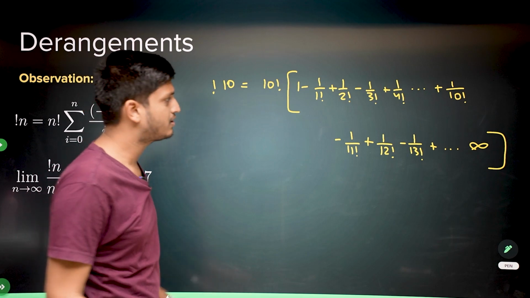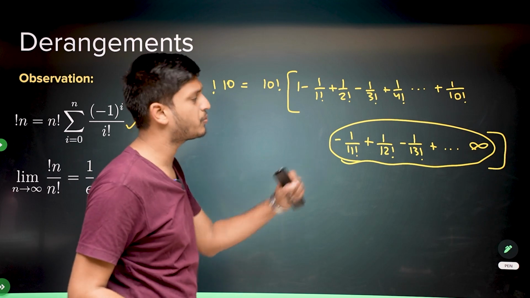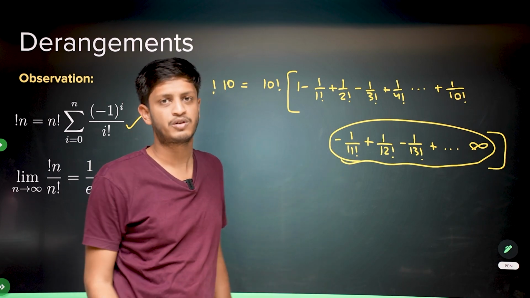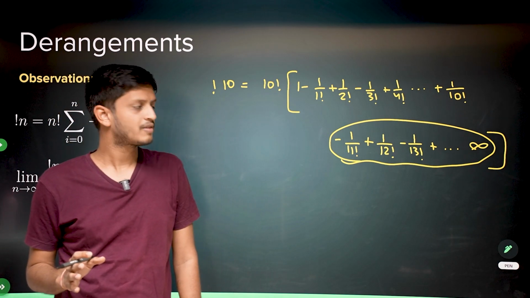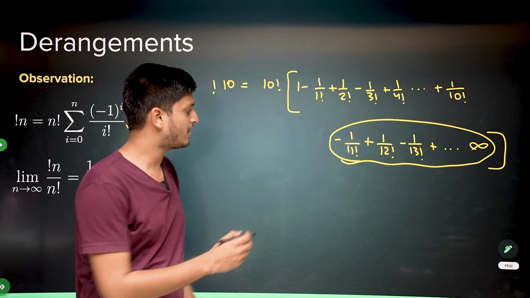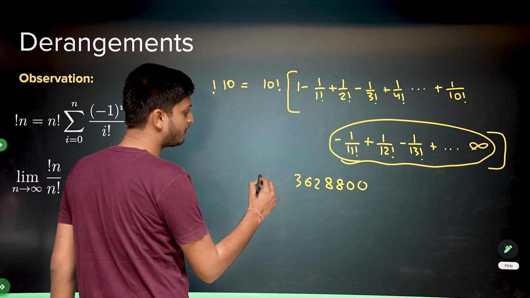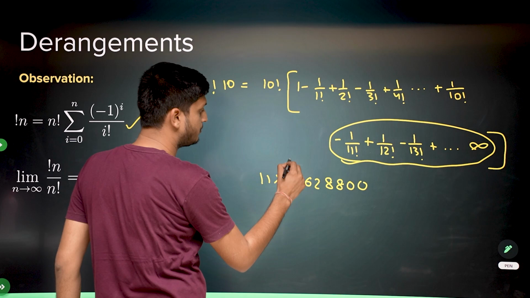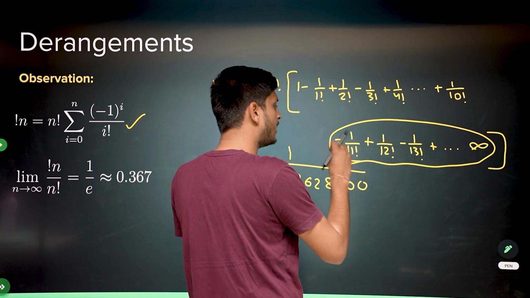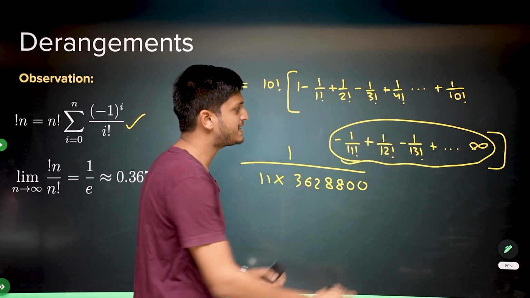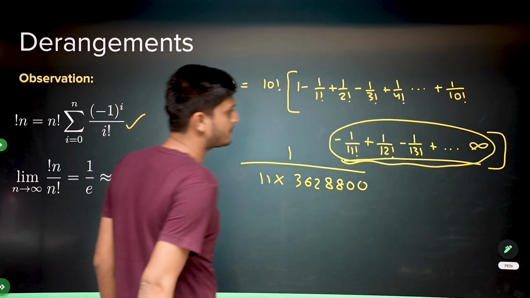Will it change it a lot? See, I have added this entire term, and this term is very small. How? What is 1 by 11 factorial? Think about it. It is a very, very small number, right? 10 factorial is 3628800, and 11 factorial is 11 times this. And you have 1 by 11 factorial, so it will be a very, very small number. Similarly, you subtract a very small number, you add a very small number, and so on. This entire term will be very small. It won't even matter.